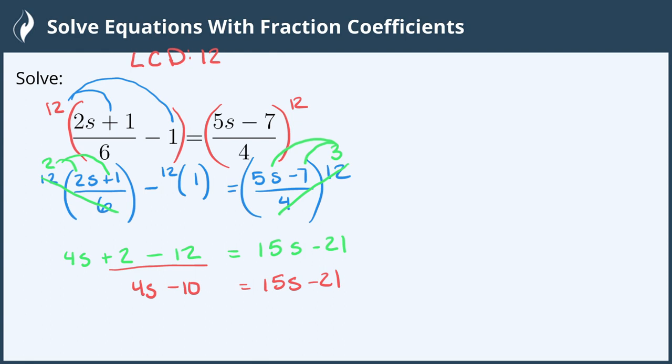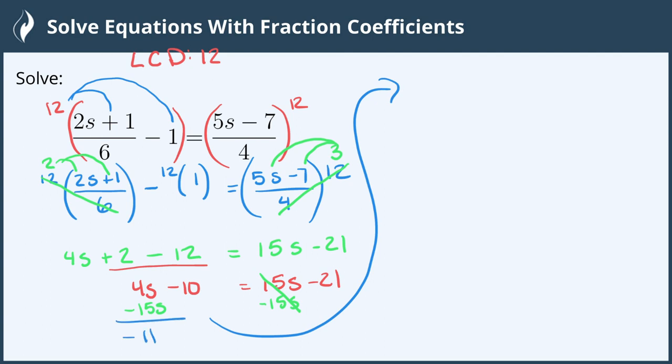It doesn't matter, we can pick either side. I'm going to go ahead and subtract 15s from both sides, moving all of the variables to the left side. So I have 4 minus 15, and I just ran out of room, so I'm going to come up here. 4 minus 15 gives us negative 11s. So we have negative 11s minus 10 equals, and we're only left with negative 21 on the right.